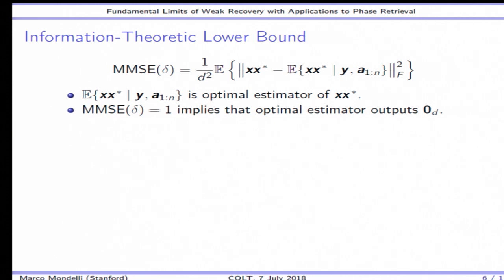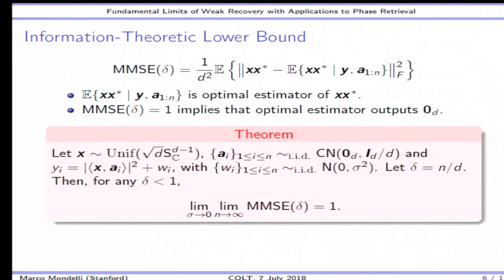Now, if the MMSE is equal to 1, then this means that the optimal estimator gives you 0. So this is bad. This essentially means that the best thing that you can possibly do is just plug in 0 and call it a day. Okay. So what we show is the following thing.